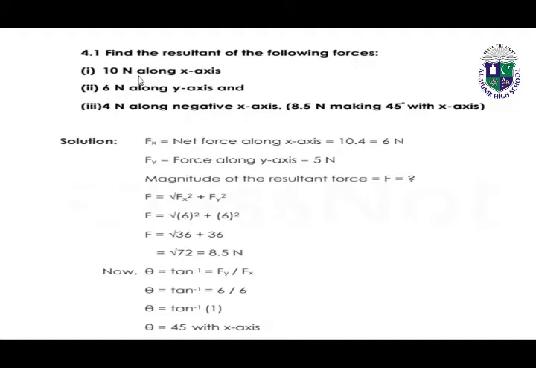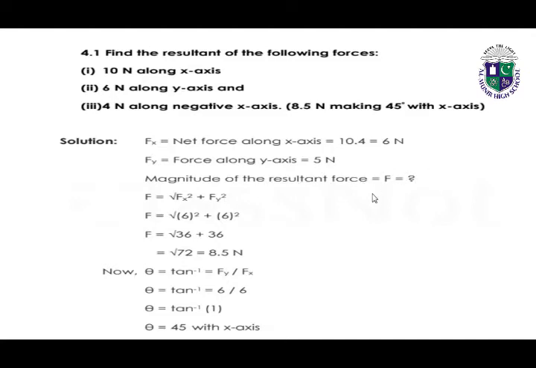First part, 10 Newton force along x-axis. Second part is 6 Newton along y-axis, and third part is 4 Newton along negative axis, means 8.5 Newton making 45 degrees angle with x-axis. So here Fx, net force along x-axis, is 6 Newton, and force along y-axis is 5 Newton.